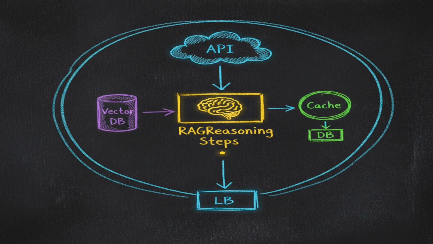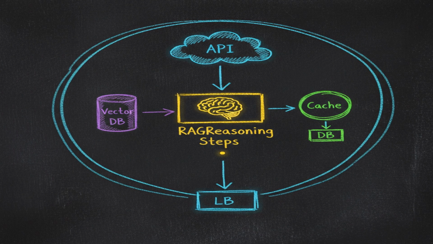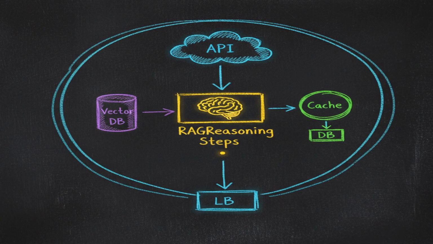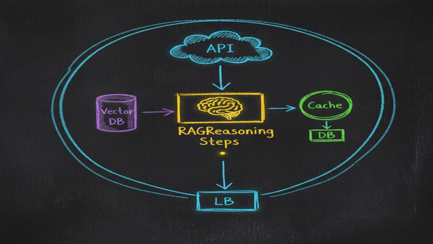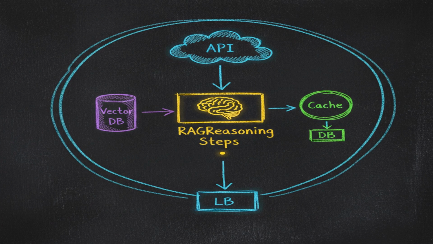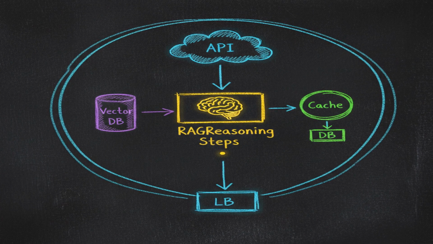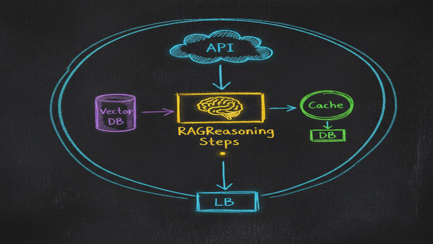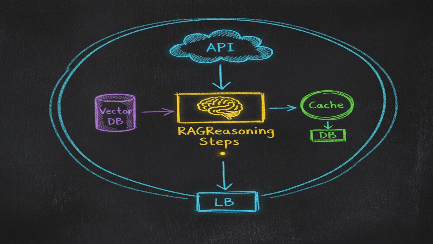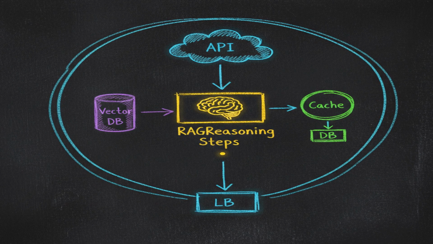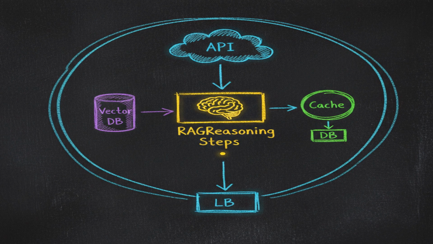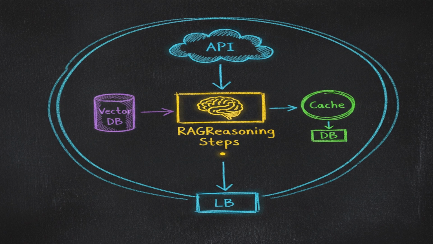Building on that foundation, let's introduce two more powerful techniques. Chain of thought prompting encourages the model to break down complex problems into a series of intermediate reasoning steps, leading to more accurate answers. This is especially useful for tasks requiring logical deduction or multi-step calculations. Think of it like showing your work in math class.